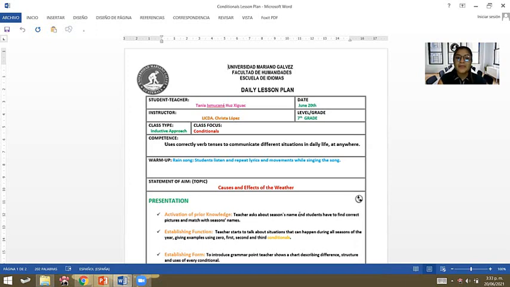And of course, if I want to follow a goal, if I want to succeed in my goal, I have to have a competence, which is the part where I explain what I want from the students. So right here, as you can see, I have also my competence that says: use correctly verb tenses to communicate the different situations in daily life anywhere. But of course, we have to continue here with the warm-up, which I think is the main part of starting a class.